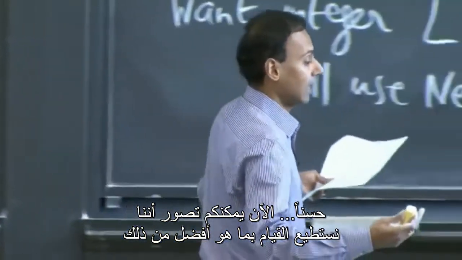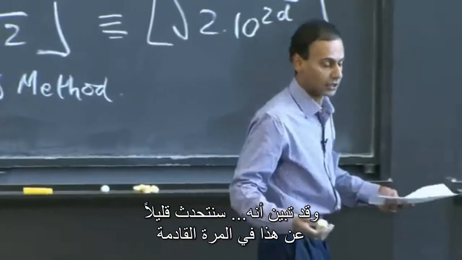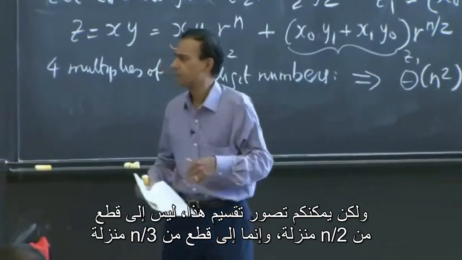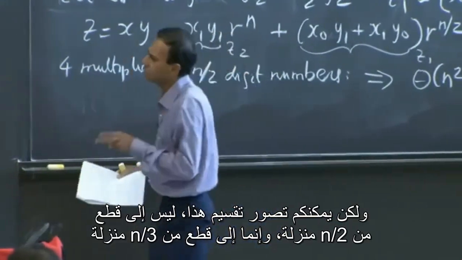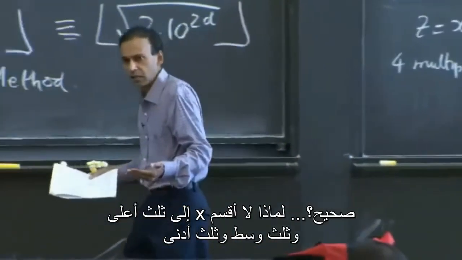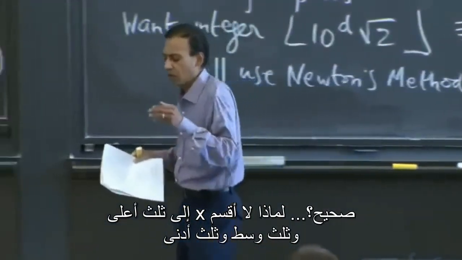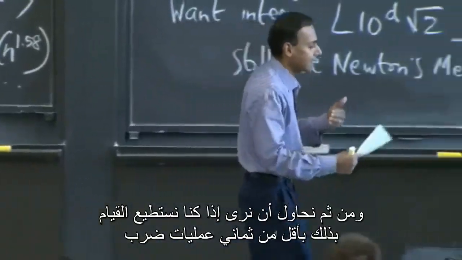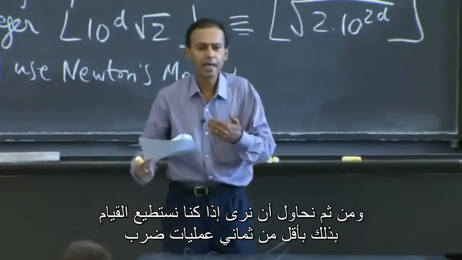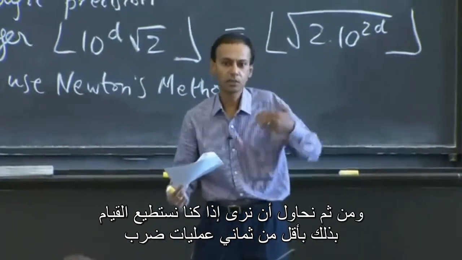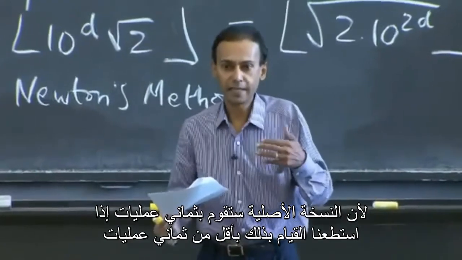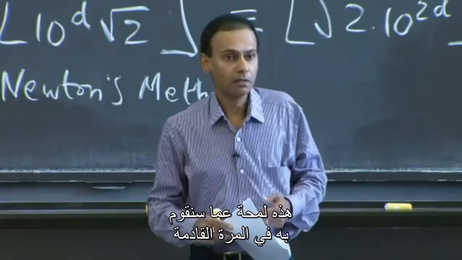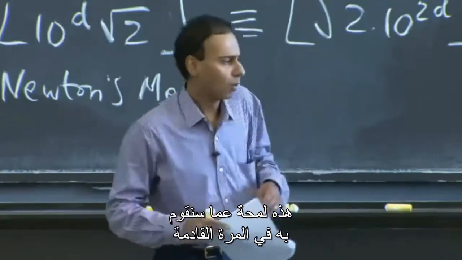Now you can imagine that you could do better than this, and it turns out that we'll talk a little bit about this next time. But you can imagine breaking this up into not n over 2 chunks, but n over 3 chunks, right? Why don't I just break up x into the top third, the middle third, and the bottom third, and then see if I can get away with fewer than 8 multiplications? Because the original thing would have taken 8, and if I can do less than 8, maybe I can reduce that 1.58 number. So that's a little bit of a preview for what we'll do next time.